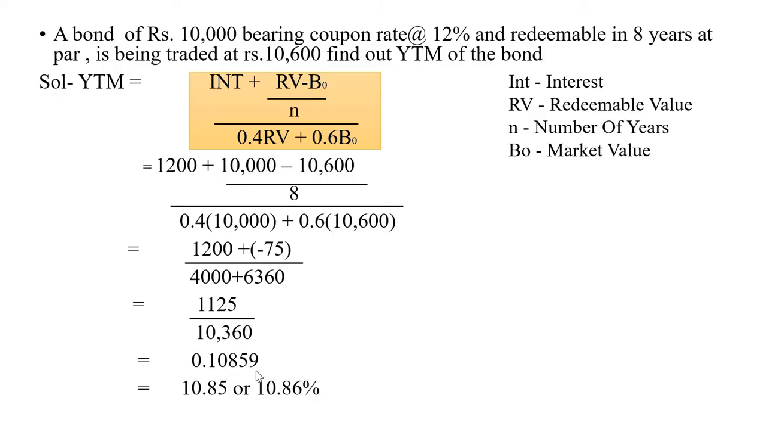0.10859. This is in decimal, but we want it in terms of percentage. To convert the decimal into percentage, we just multiply the value by 100. So 0.10859 into 100, we get the answer as 10.85, and if you round it off, it will be 10.86%. So the answer, that is YTM, yield to maturity, is equal to 10.85% or 10.86%.